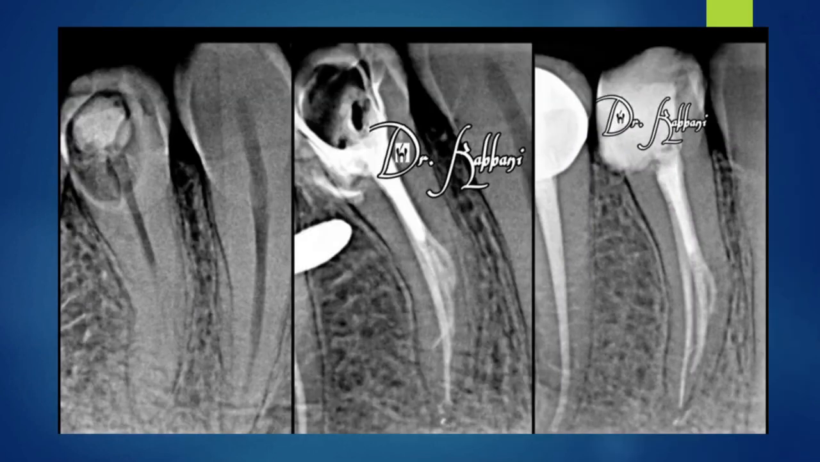Here is a case. This is a preoperative. This is during obturation. I'm having my clamp on the adjacent tooth, and this is my final x-ray. We can see how complex the anatomy can be for some teeth.